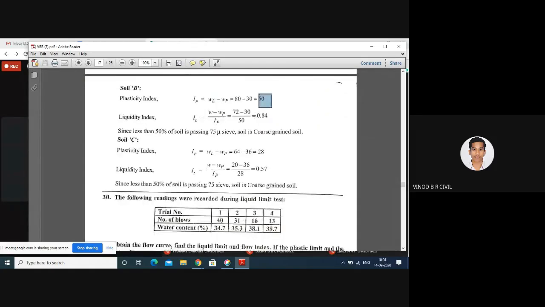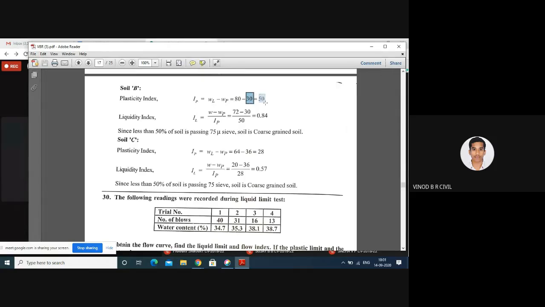Therefore, 72 minus 30 divided by 50, that is 0.84. Once again I will repeat this step for soil B. Plasticity index IP equals liquid limit minus plastic limit. Liquid limit 80 is given in the problem, plastic limit 30 is given in the problem. Therefore, plasticity index is equal to 50.